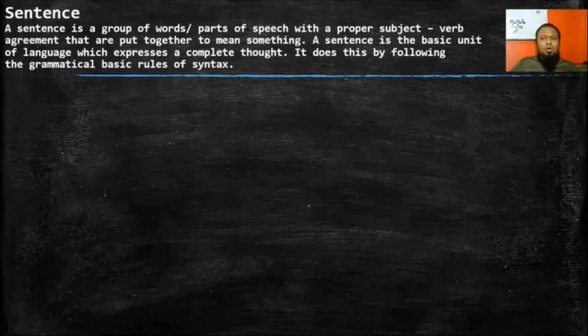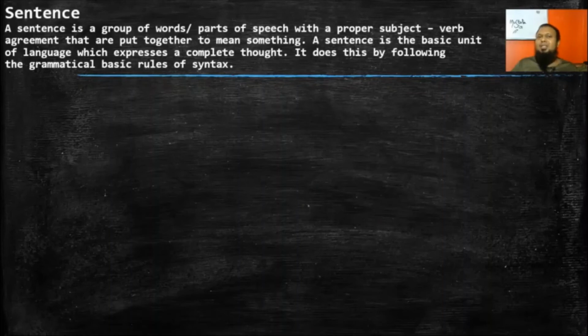Okay, so then comes sentence. So word, phrase, clause, then sentence. Words build phrases, phrases may build clauses, and a clause or clauses may build a sentence. A sentence is a group of words, parts of speech with a proper subject verb agreement, that are put together to mean something. You have to get the meaning. A sentence is the basic unit of language which expresses a complete thought.